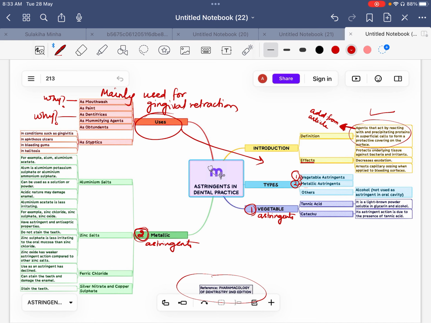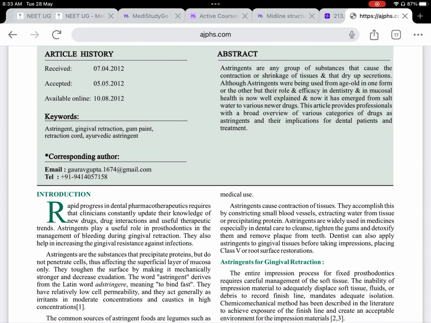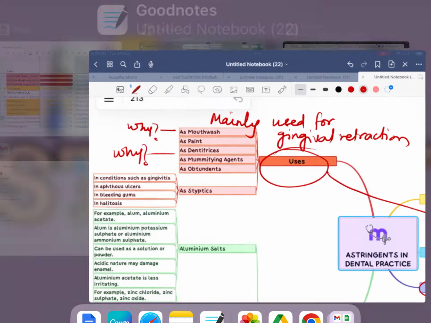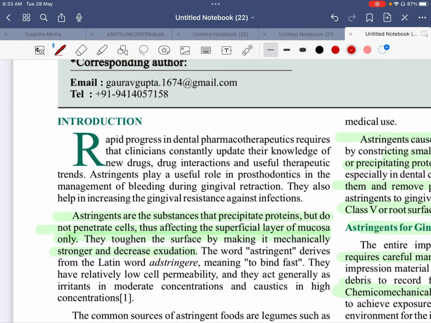Now, when you talk about the uses, that's going to be the second branch. You need to speak about the why. It is used as a mouthwash, but why is it really used as a mouthwash? So I have taken the screenshots and I've kept them here. You'll use this part from here. You can also add something here.